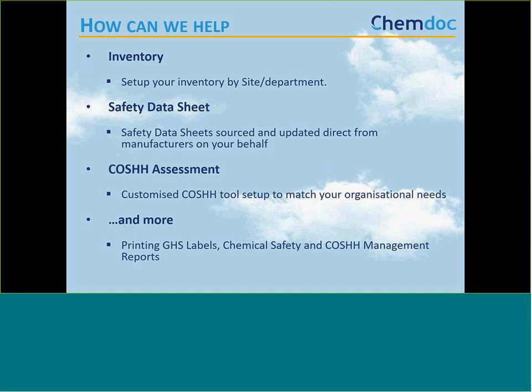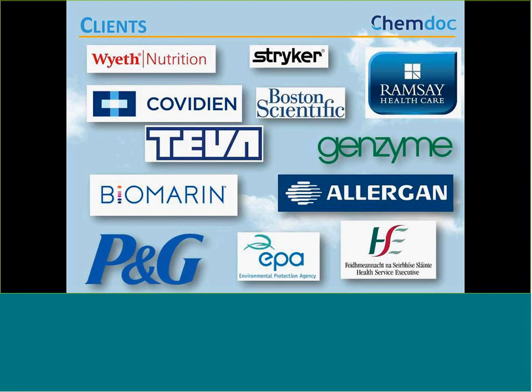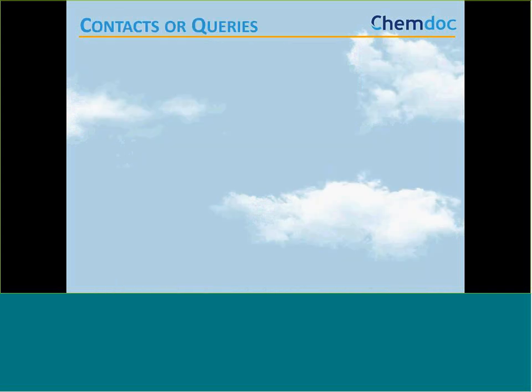And use it for a lot more. You can print your GHS labels, you can manage your full chemical safety, you can print COSHH management reports, etc. So there's a lot of information in ChemDoc, and there's a lot of a service behind it where we source safety data sheets and we collect data off them for you as well. You see a couple of the different clients that we work with. We staff mainly in the healthcare sector. We now work with all types of manufacturing, etc., food, engineering, aeronautical, all types of companies.